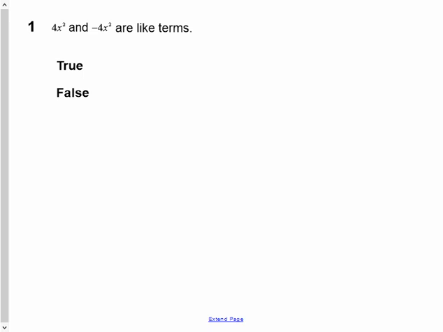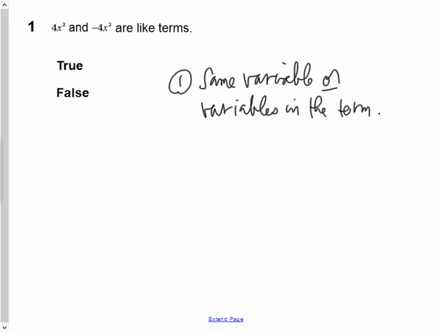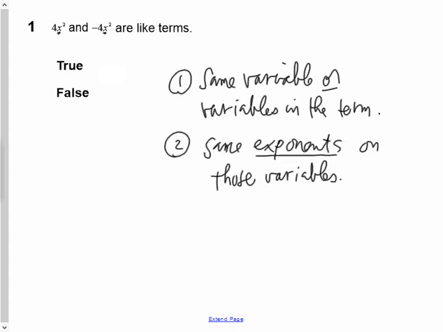Now remember, this is what makes a like term a like term. The first thing they need to have is the same variable or variables in the term. In the case of 4x squared, the variable in this one is x, and the variable in the other one is x. They don't have an xy or an xyz, just an x, so they're the same variable. And the same exponents on those variables. If we look at the x's, this has an exponent of 2, this has an exponent of 2. So therefore, they are like terms, and it's true. Remember, the coefficients can be different in like terms, but not the variable or exponent combinations.